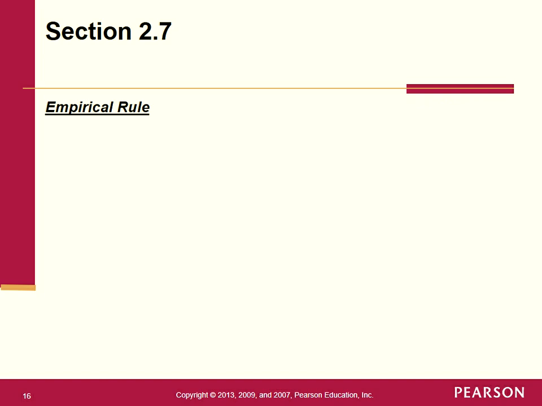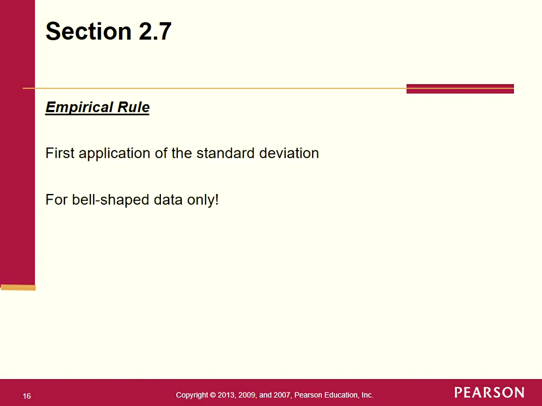Alright, let's start to apply the standard deviation. So we have what's called the empirical rule, and this is only for bell-shaped data. So this is not for skewed left or skewed right, it's only for bell-shaped data. And there's 3 parts to it. I'm going to break it down into each part. I'm going to show you a graph, and hopefully by the time that I tell it to you in words and show it to you with the graph, it should be okay for you.